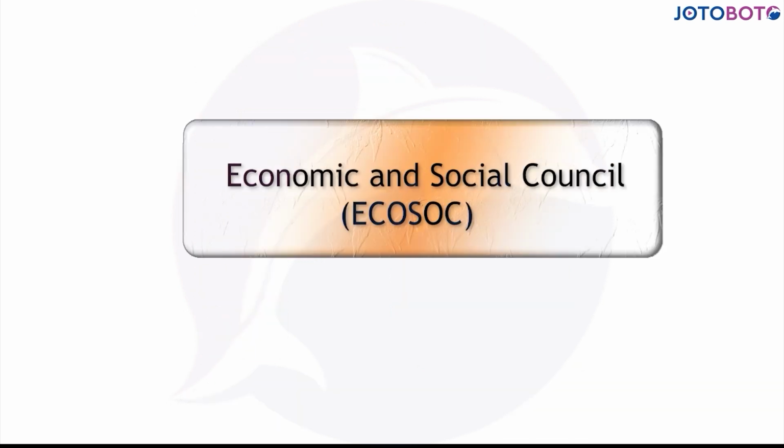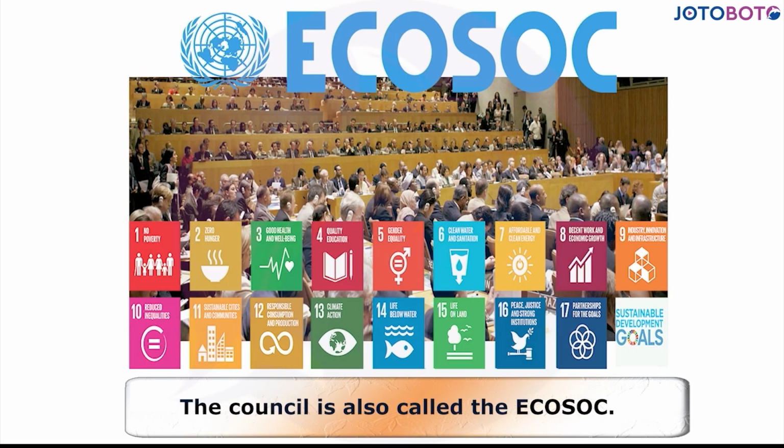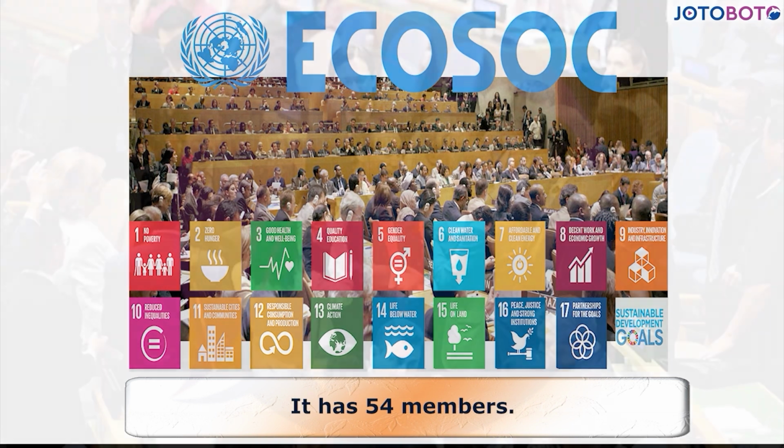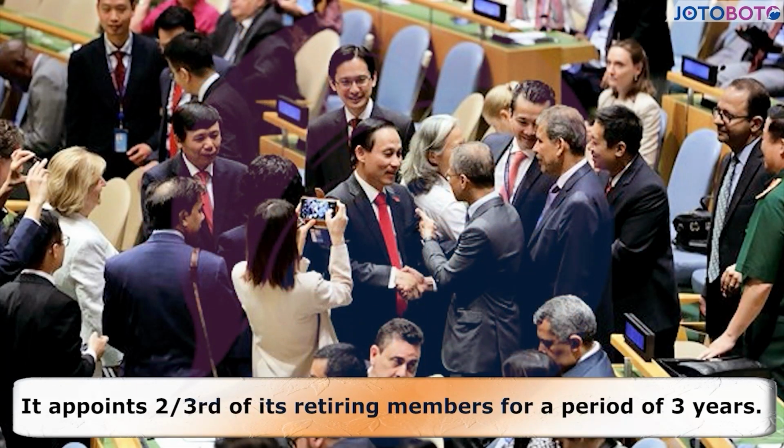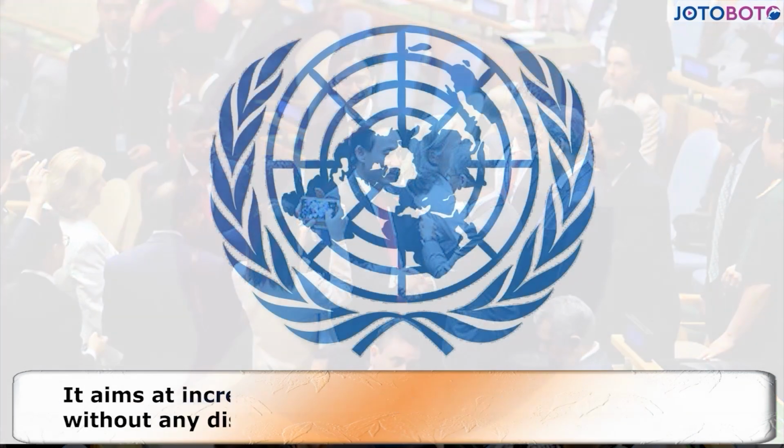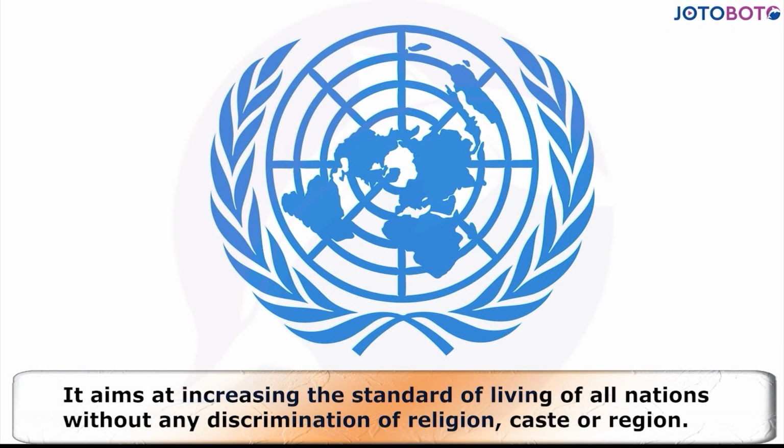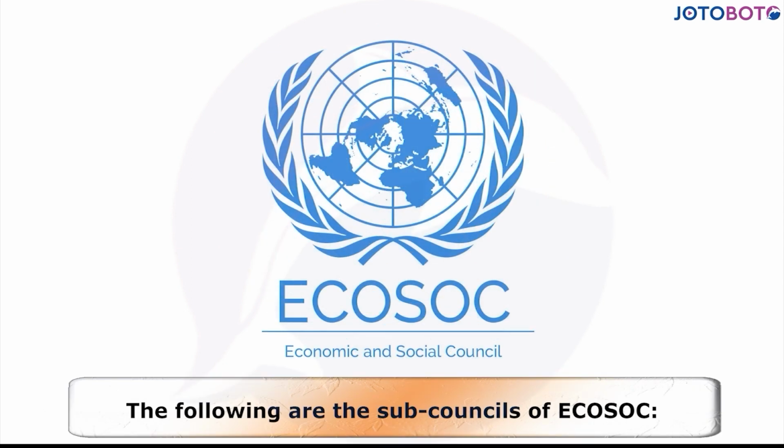Economic and Social Council. This council is also called ECOSOC. It has 54 members. It appoints 2/3 of its retiring members for a period of 3 years. It aims at increasing the standard of living of all nations without any discrimination of religion, caste, or region. The following are the sub-councils of ECOSOC.